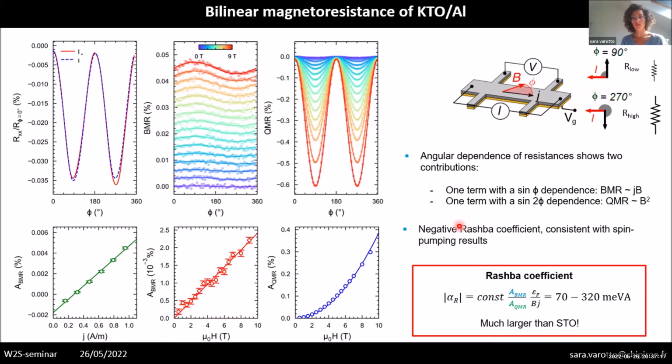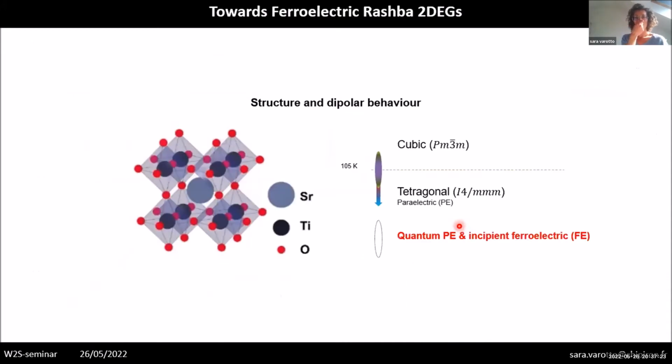We want now to think about how we can introduce ferroelectricity in this kind of system. So we want to move towards ferroelectric Rashba two-dimensional electron gases. Let's start, for instance, from the STO structure. We know that at high temperature it's a cubic structure, and it undergoes a tetragonal distortion below 105 Kelvin, which is still a paraelectric phase.